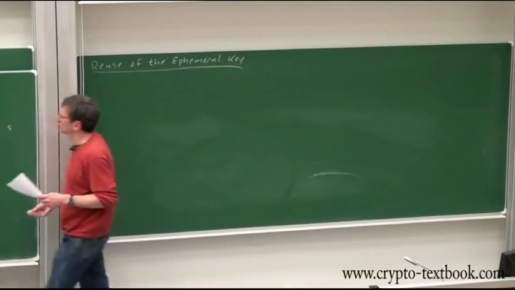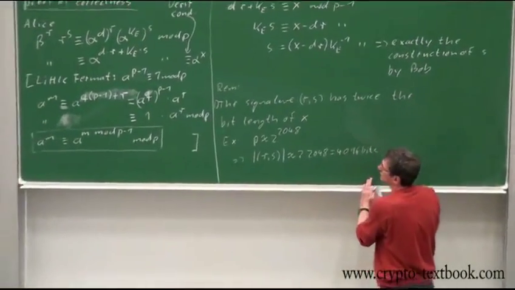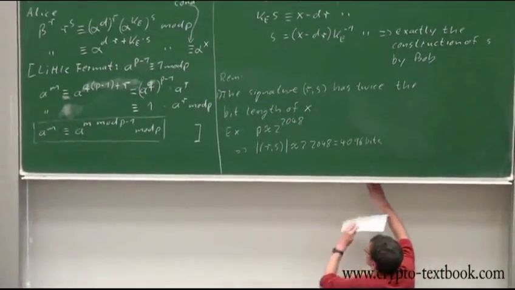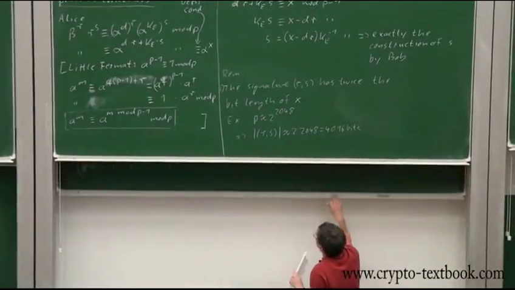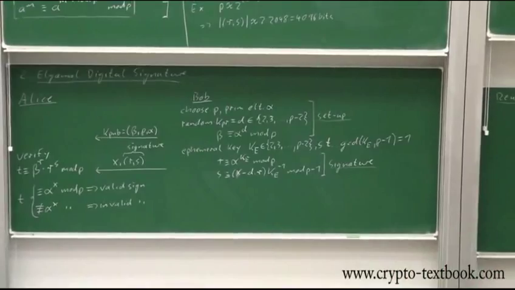What I mean by reuse is we're using the temporary key twice. And why would we do such a stupid thing? Well, there's a pretty good reason for trying to do that.